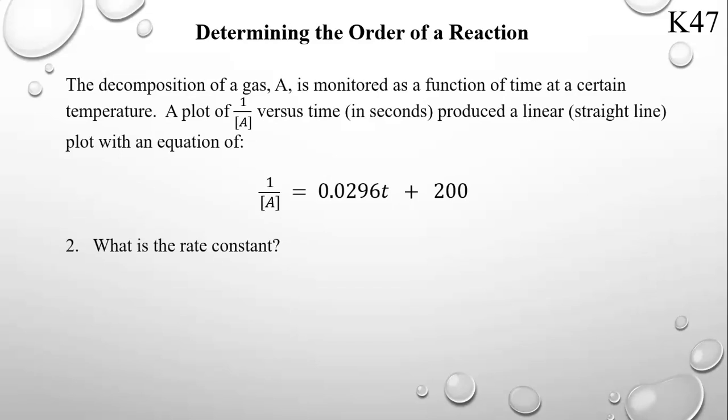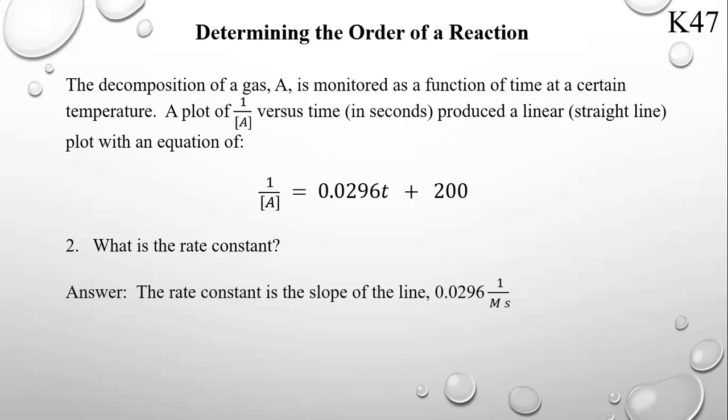Okay, same question there. What is the rate constant? So hopefully by now you can spot that. The rate constant is the slope of the line, which is 0.0296. That's a positive slope.